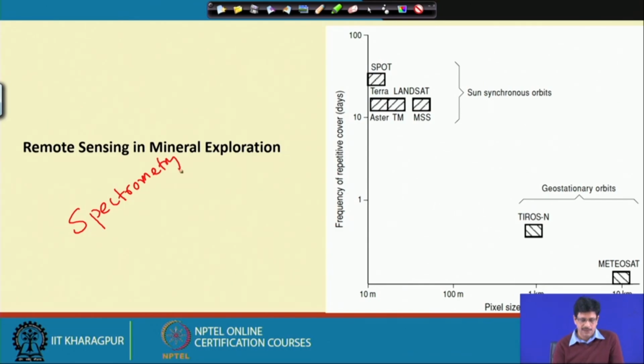We are taking a view of several hundreds of square kilometers of the earth surface at any one point of time, and receiving the reflected or emitted electromagnetic spectrum in this entire wavelength range that is coming from the different earth objects, as we said, rocks, soils, water and vegetation.